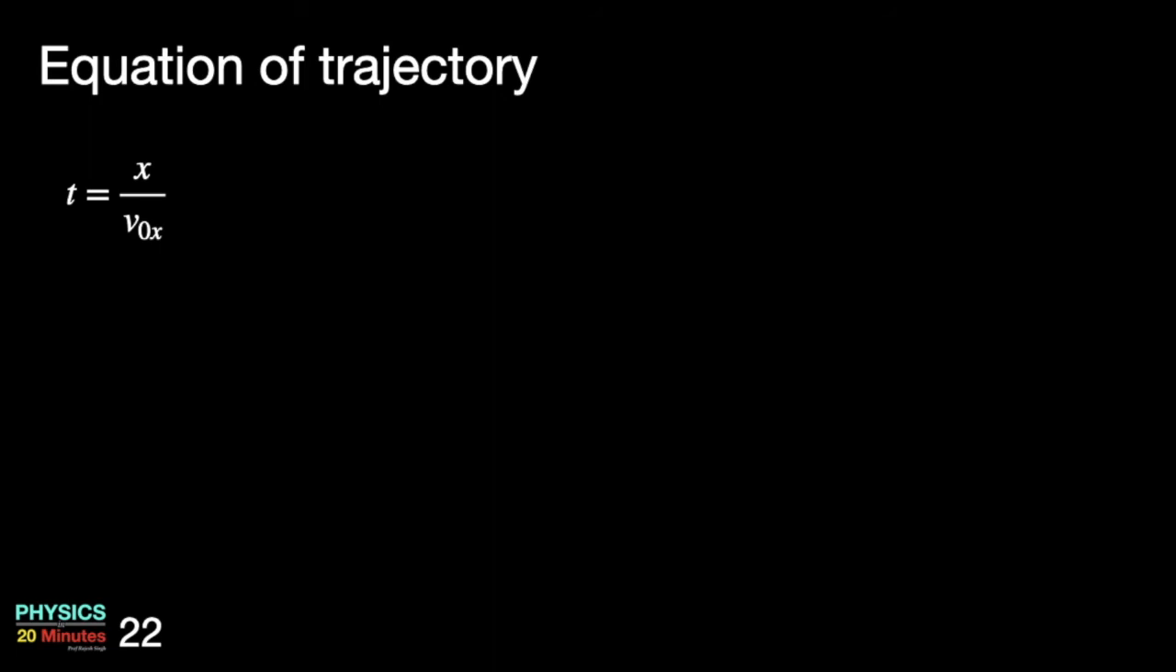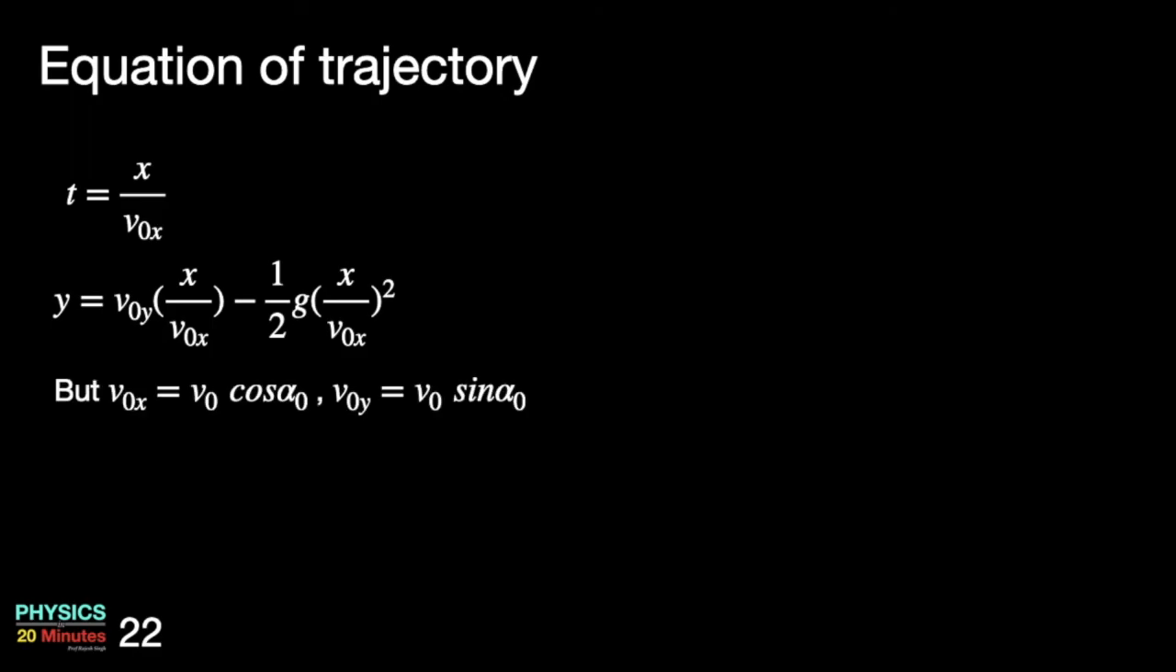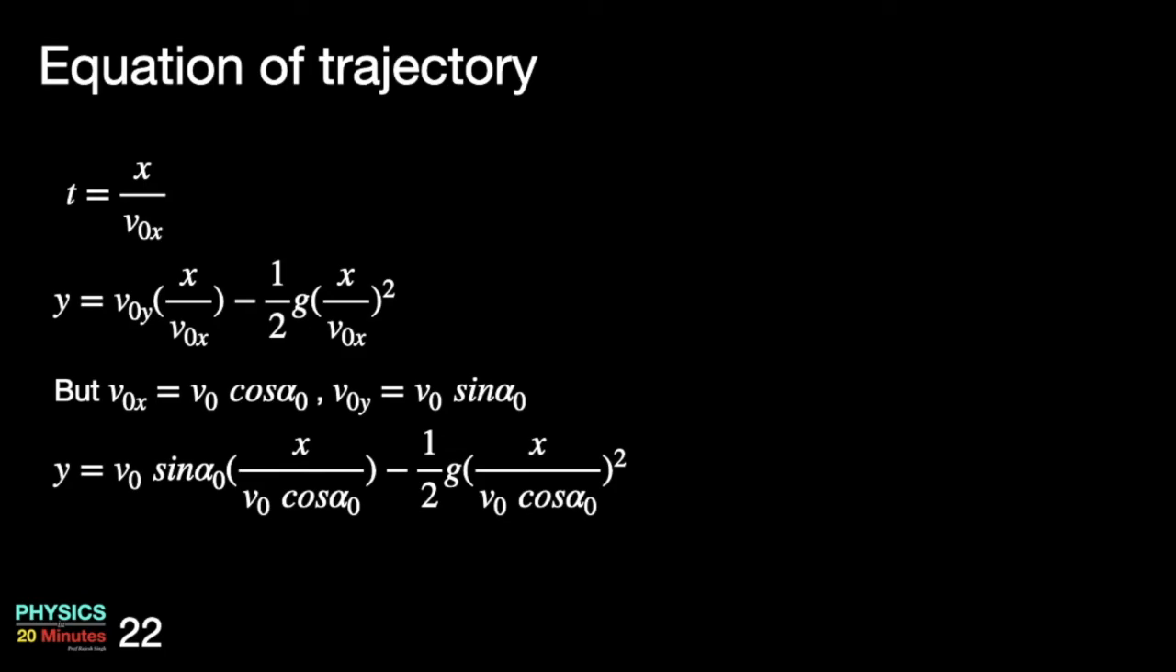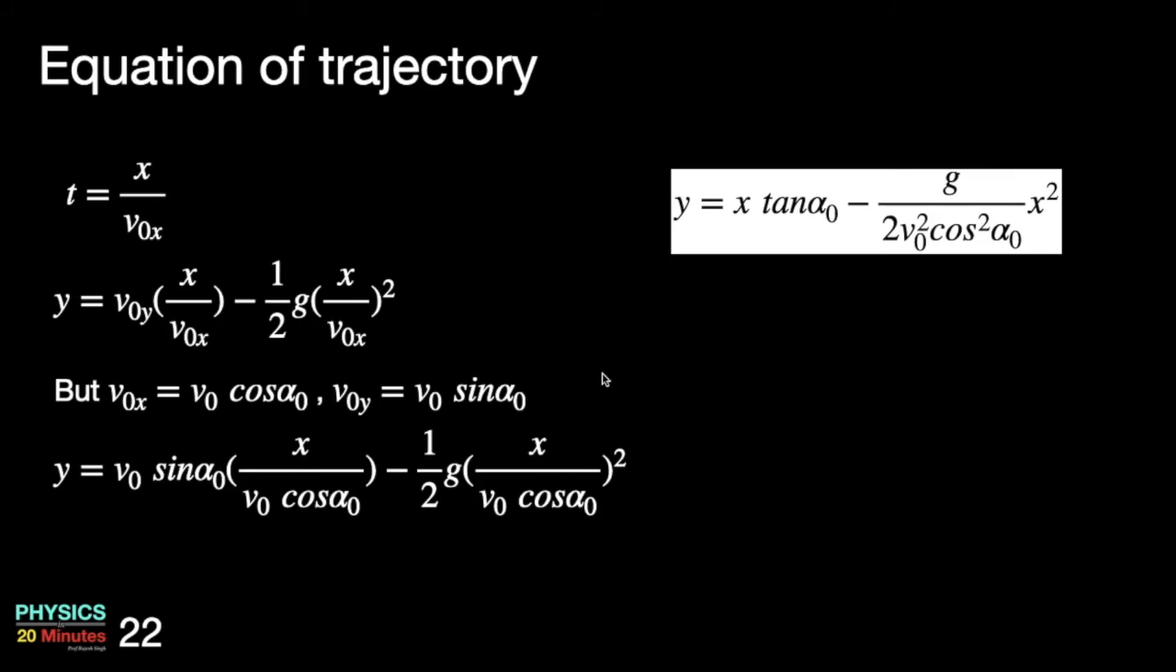So t is equal to x upon v0x. We can use this in place of t in the y equation, put those initial values and solve it further. You get this long equation. You can see that sin alpha 0 upon cos alpha 0 is tan alpha 0, and v0 will cancel. Here there is some square, so you can solve this and you get this equation. y is equal to x tan alpha 0 minus g upon 2 v0 square cos square alpha 0 times x square.